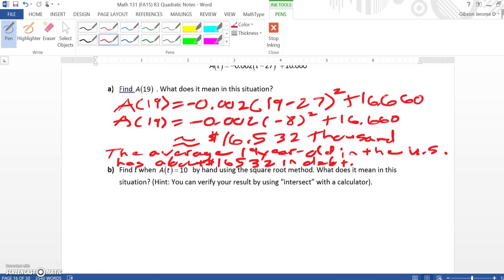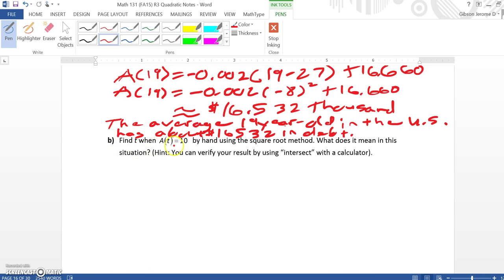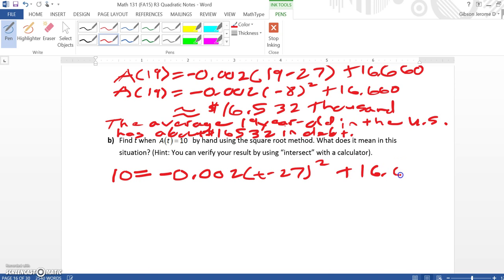Now, we go down here to B. It said find T when A of T is 10 by hand using the square root method. What does it mean in this situation? Okay, so now we go here to, we will make A of T is 10. So we will have 10 is equal to the equation that we had, which was negative 0.002 times T minus 27 parentheses squared plus 16.660.